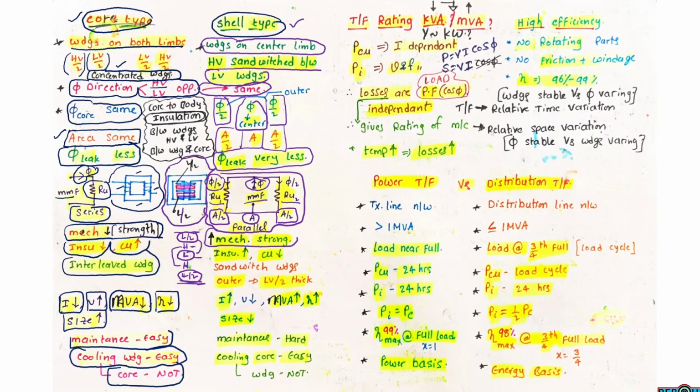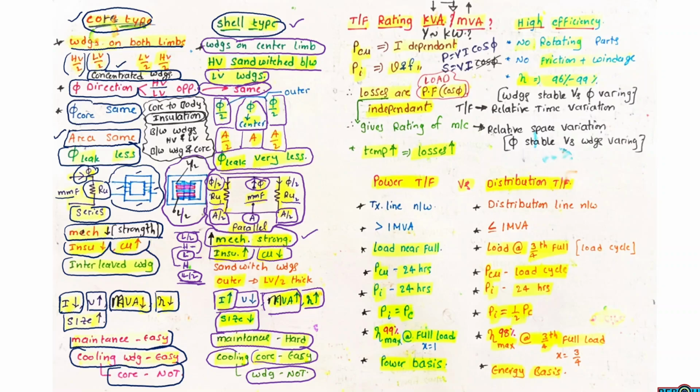But this type of transformer possesses good mechanical strength. Insulation requirement is high, copper requirement is low. As the sandwich windings are placed, shell type core is used for high MVA rating, higher currents, lower voltages, higher efficiency. Size of the transformer is also low. Maintenance is hard. Cooling of core is easy, but cooling of winding is tough.